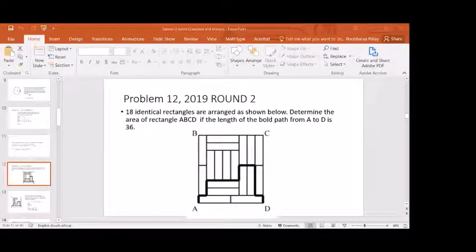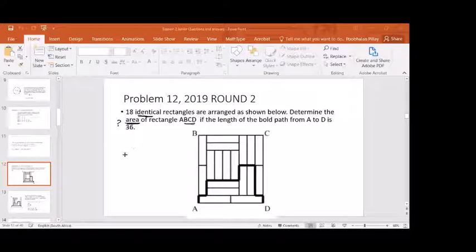Okay, and there are 18 of them. So they have the same dimensions. They say determine the area. So you need to find the area of the whole rectangle, this whole thing. What is the area? But it's given that the length of the bold path, this part here, is 36. So how do you go around solving a problem like this? You have one piece of information, that the length of the bold path is 36.